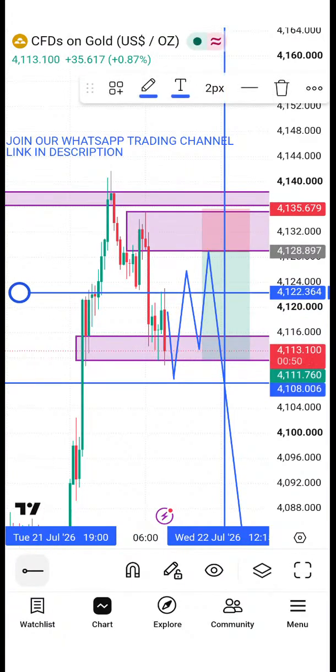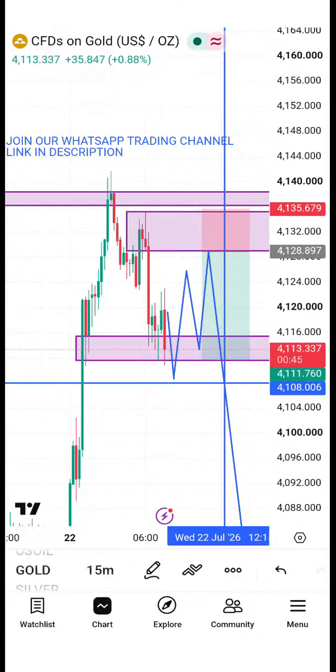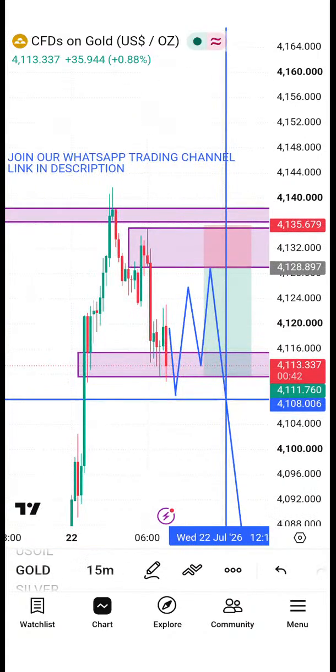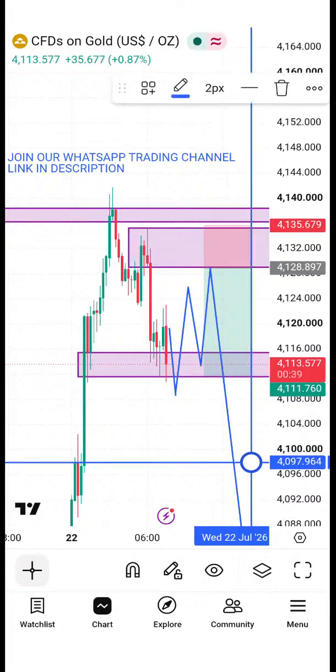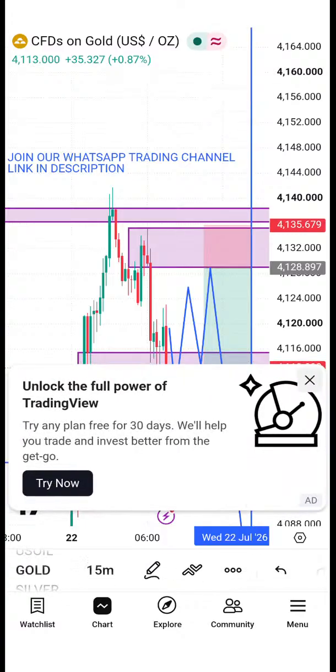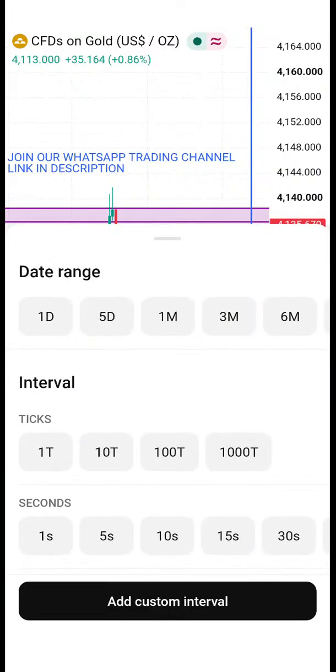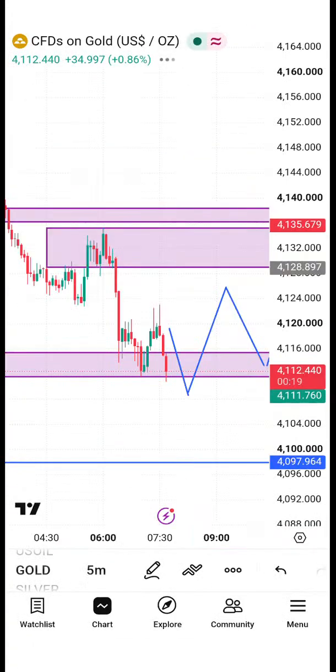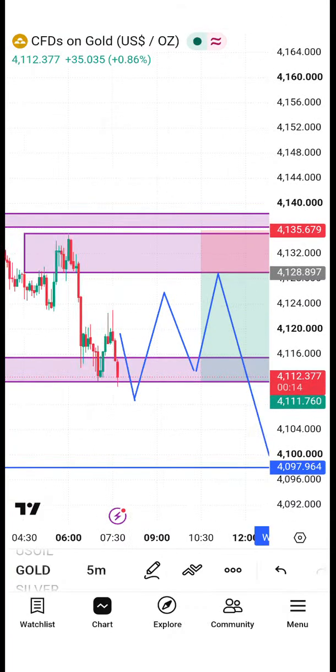You never go wrong with price action, guys. I'm telling you. You never go wrong with price action. Once you master price action, you will never go wrong.